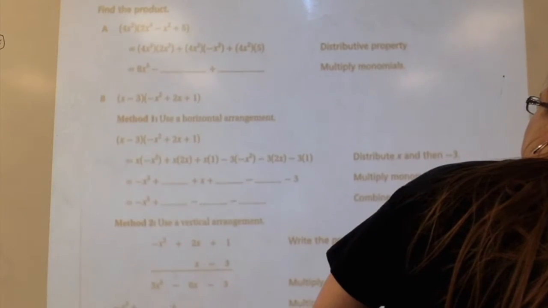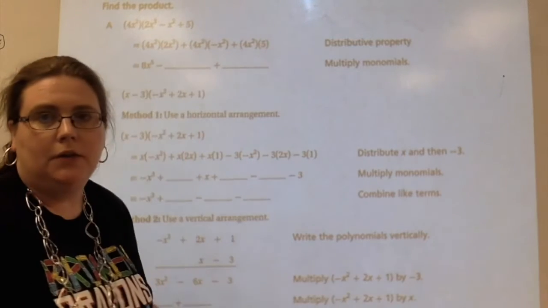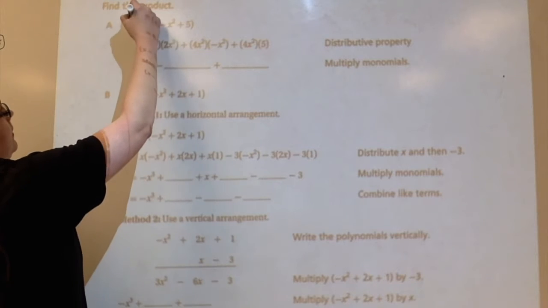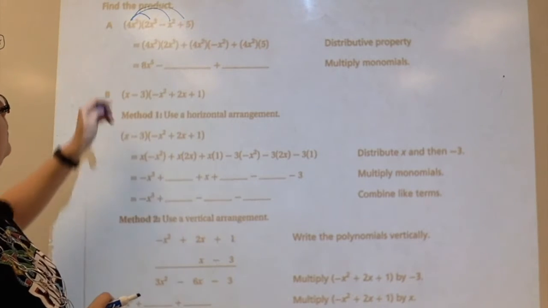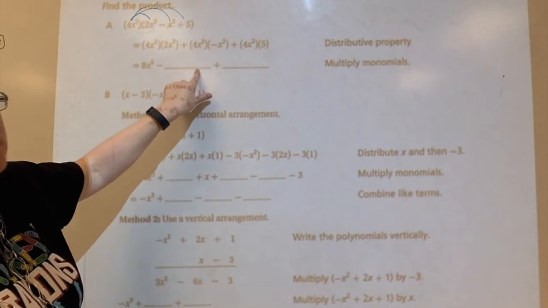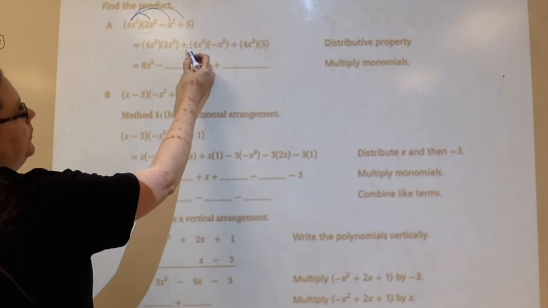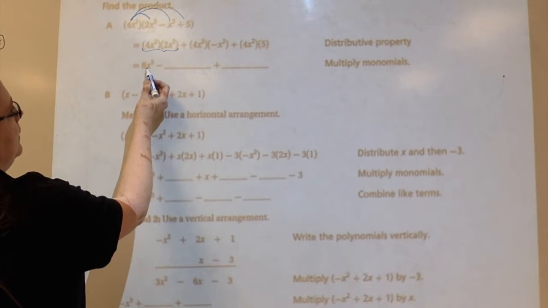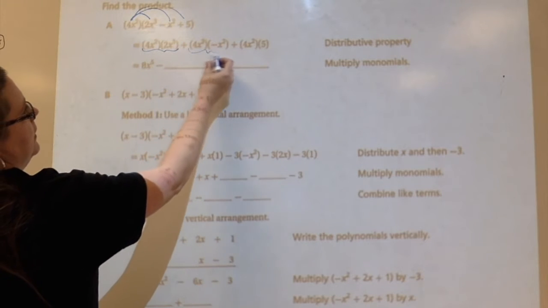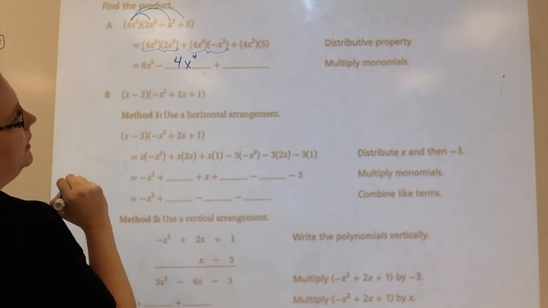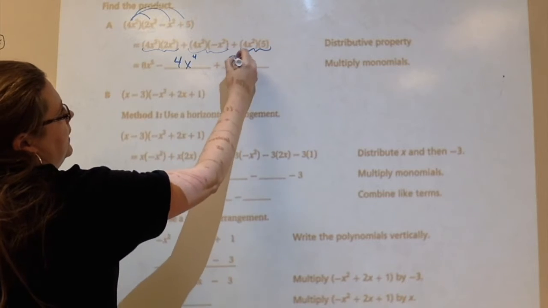So, example 1. We're working through the distributive property here, starting with just distributing a monomial through a polynomial. Each piece is multiplied by the monomial on the outside, and then we are simplifying. So 4x squared times 2x cubed, they've simplified to 8x to the 5th, and 4x squared times negative x squared is negative 4x to the 4th, and 4x squared times 5 is 20x squared.